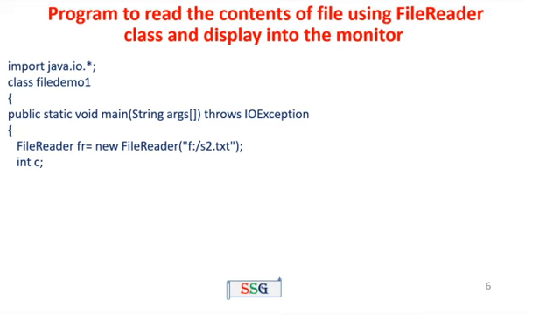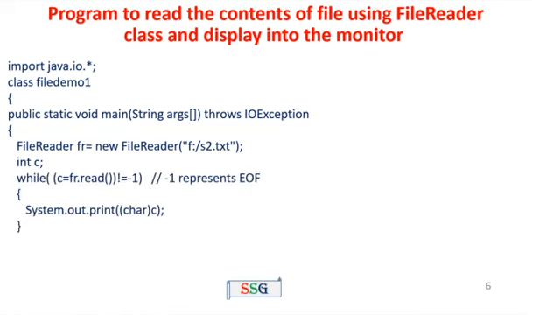Next, the same input is given here also. int c, declaring the variable int c. Next, while (c = fr.read()) not equal to -1. That means if you are going to read the contents, we have to use the read method. That means up to the end of the file we have to read the characters one by one.